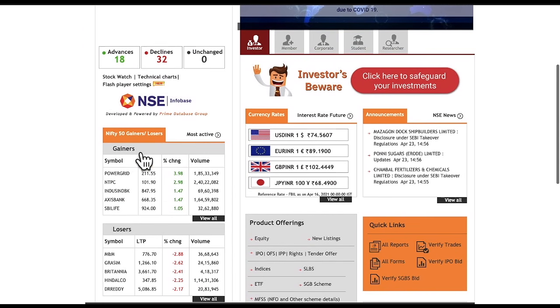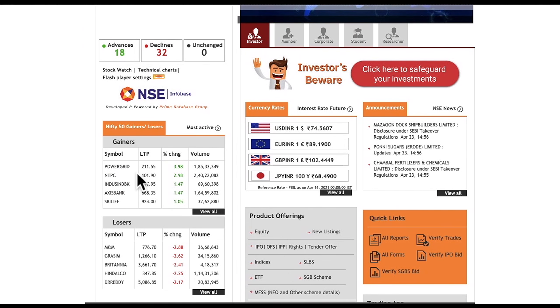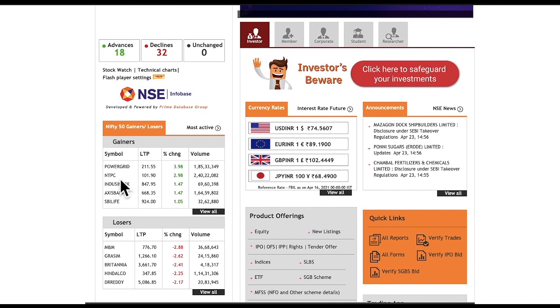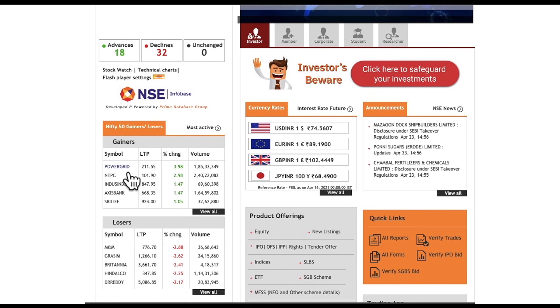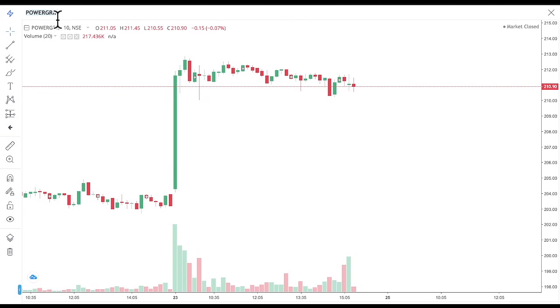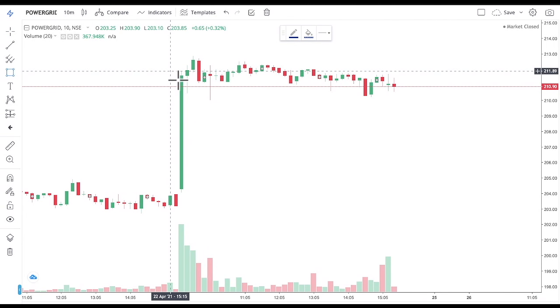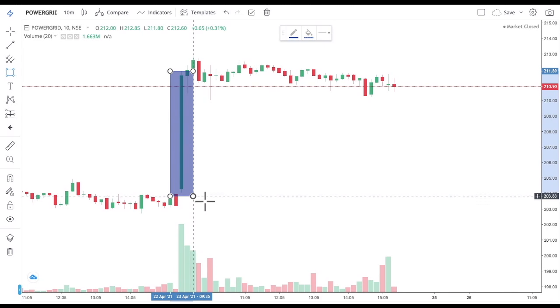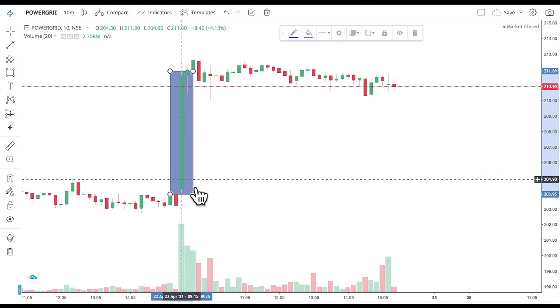Now if I come down to top gainers, there are 2 companies. One is Power Grid, another one is NTPC. So we have to use a strategy only in these 2 stocks, correct? So first we will open Power Grid stock chart and we will see how it's performed. See, this is a chart of Power Grid, okay, 10 minutes time frame. So here if you see the opening candle, that is 925 candle, is so big, right?